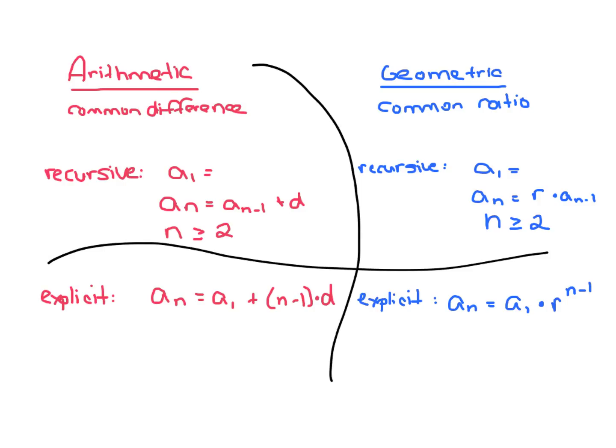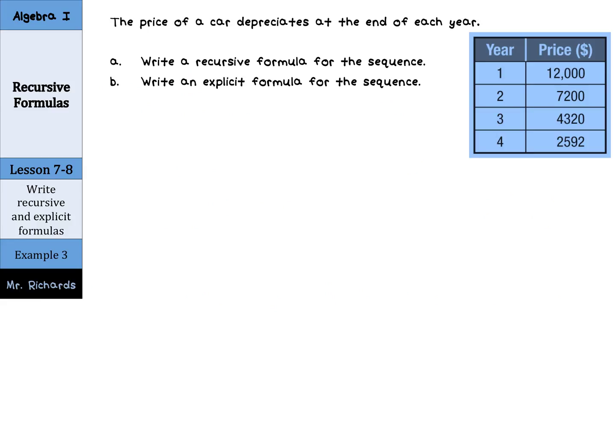And so here you have the recursive formulas for both arithmetic and geometric, and the explicit formulas for both arithmetic and geometric. Hopefully you can use those formulas to help you on this question. The price of a car depreciates at the end of each year. A, write a recursive formula for the sequence. And B, write an explicit formula for the sequence.